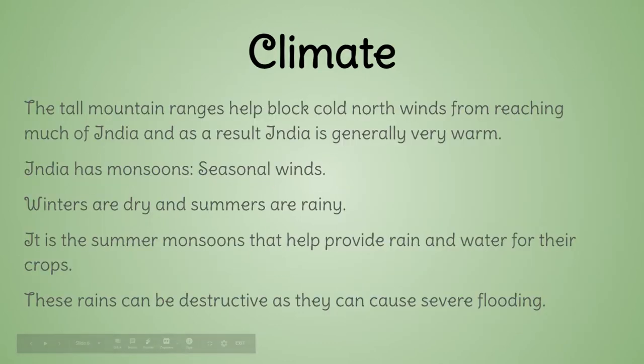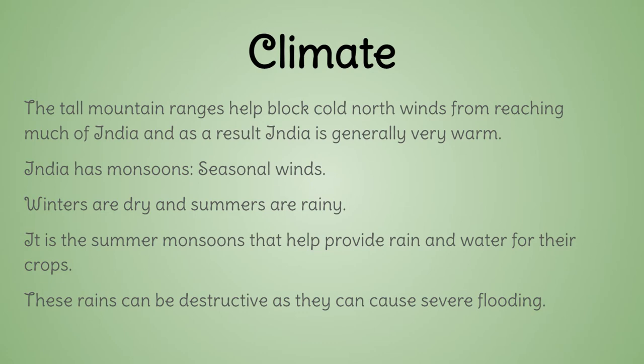Now let's talk about the climate. Remember, climate refers to weather conditions over a long period of time. And because of the tall mountain ranges, much of the cold winds coming in from the north are blocked from reaching much of India. And as a result, India is generally very, very warm.